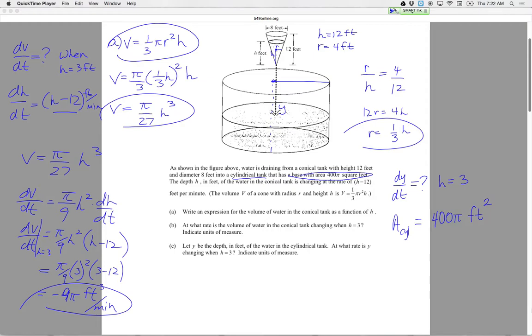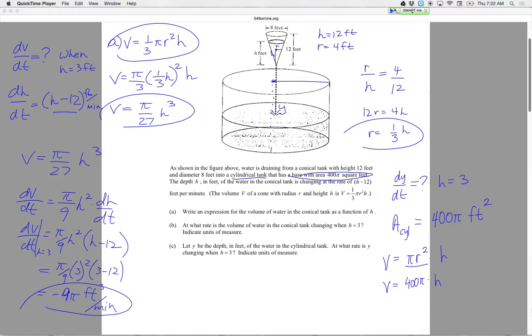What's the volume of a cylinder? It's the base area, which we happen to have, pi r squared, times the height. That's the 400 pi. We already know that. So we've got V equals 400 pi times H. Now I look at my formula: it relates the height to the volume, and they want to know the change in the height. Do we know the change in the volume when H is 3?